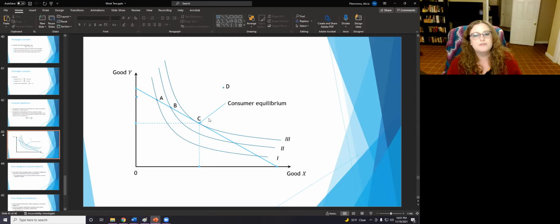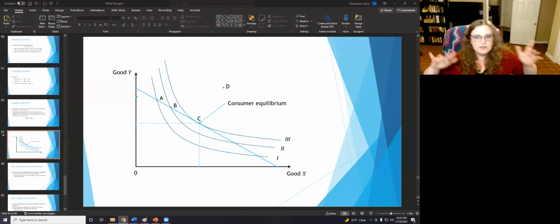So you always want to be on the furthest out one. If we see here, we have curves 1, 2, and 3. Well, curve 1 is the first level of happiness. Curve 2 is a better level of happiness. Curve 3 is a better level of happiness. The curve represents all the different ways that you can get to that level of happiness, different bundles of goods.